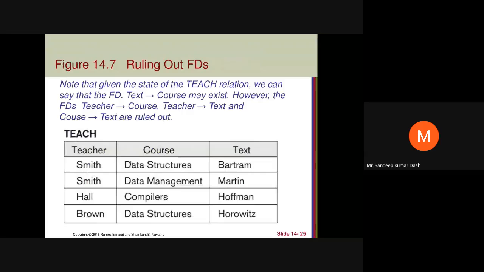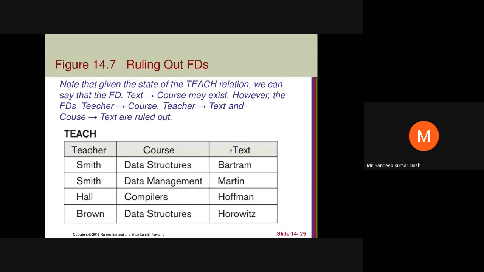That means T1y equals T2y. But here T1y is data structure, T2y is data management. These two are not the same. So there is no functional dependency between teacher and course. It cannot be established. Teacher and course cannot be functionally dependent. But see the case of course and text.